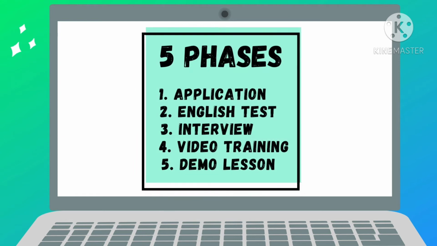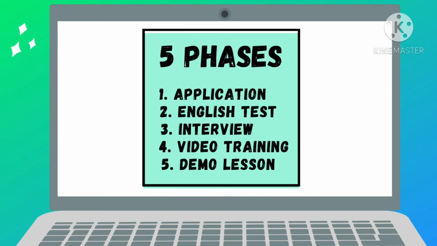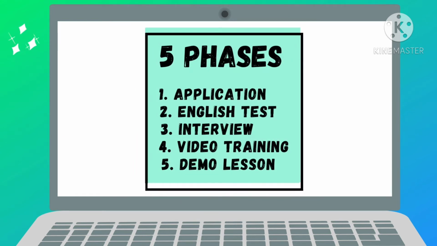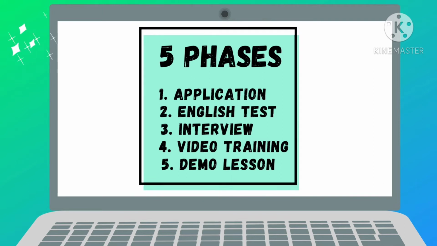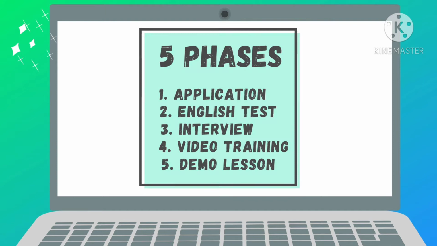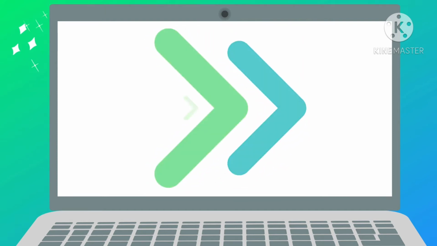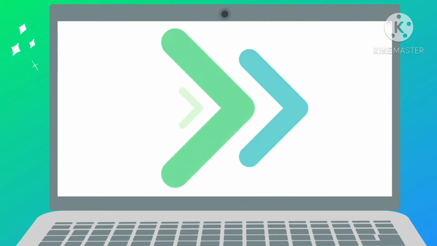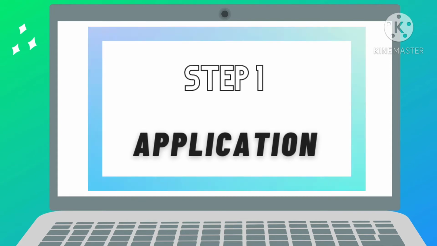There are 5 phases in their application process. First is the application, second, English test, third, the interview, fourth, video training, and fifth, the demo lesson. And let's get into it one by one. Okay, so let's go to step 1, application.